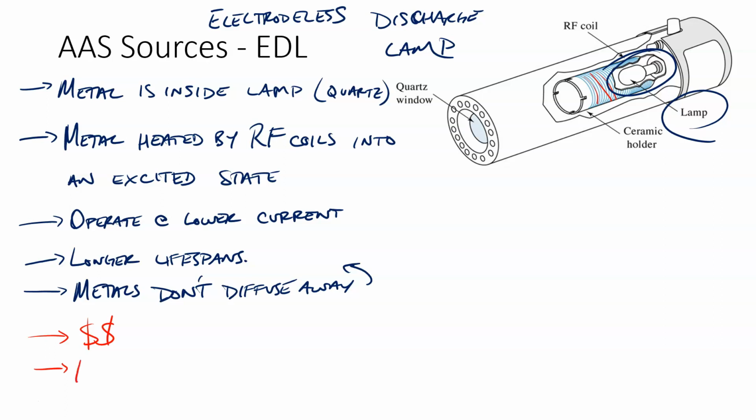Also, the intensity of the emission is not as consistent. There's more power fluctuation than with a hollow cathode. Part of that's due to those RF coils, right? If you have any fluctuation at all in your input power, those RF coils are going to change in their energy output. That energy output changing can cause the number of photons coming out to change as well. And so we have more intensity fluctuation with EDL than with HCLs.